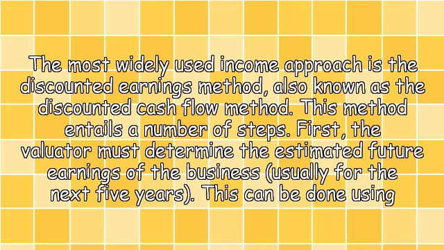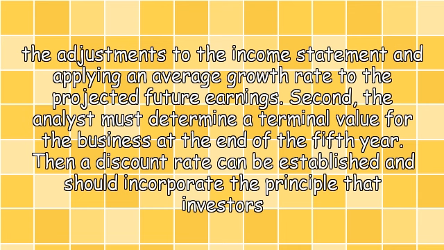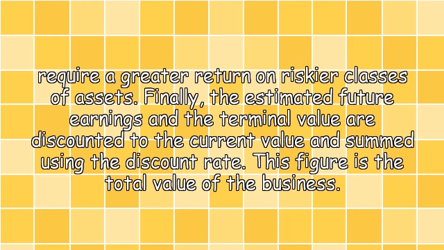First, the valuator must determine the estimated future earnings of the business, usually for the next 5 years. This can be done using the adjustments to the income statement and applying an average growth rate to the projected future earnings. Second, the analyst must determine a terminal value for the business at the end of the 5th year. Then a discount rate can be established and should incorporate the principle that investors require a greater return on riskier classes of assets. Finally, the estimated future earnings and the terminal value are discounted to the current value and summed using the discount rate. This figure is the total value of the business.